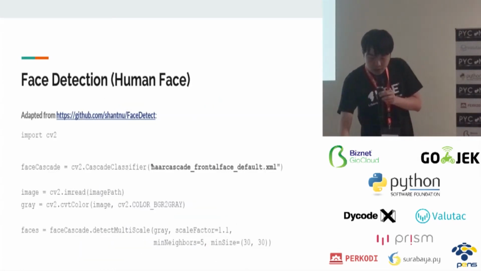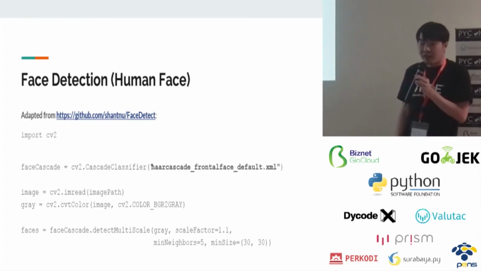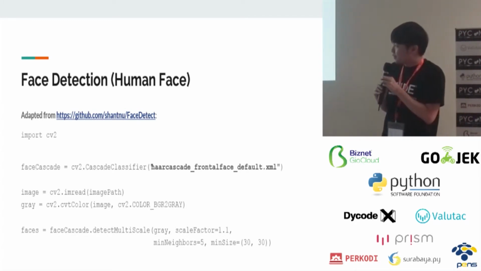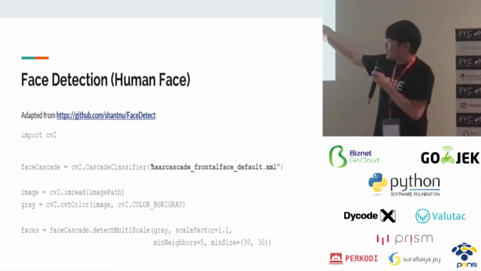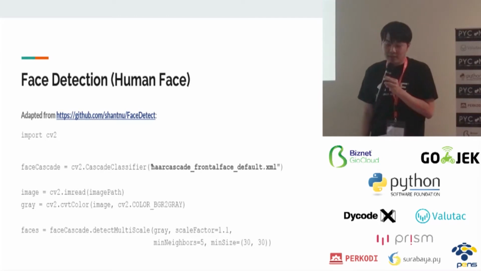To start with, it's very easy. There are a lot of open source tools right there. This one is adapted from a face detect library, and it can be done in only 5 lines. You can import cv2, create the classifier from an XML model, read the image, and run the classifier.